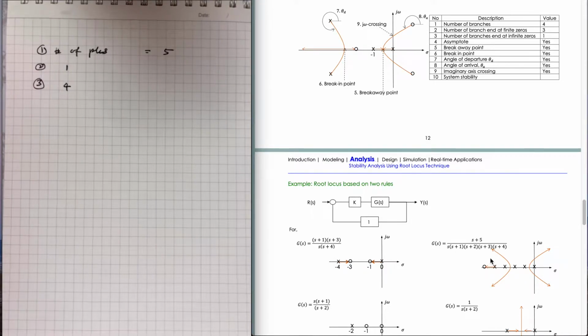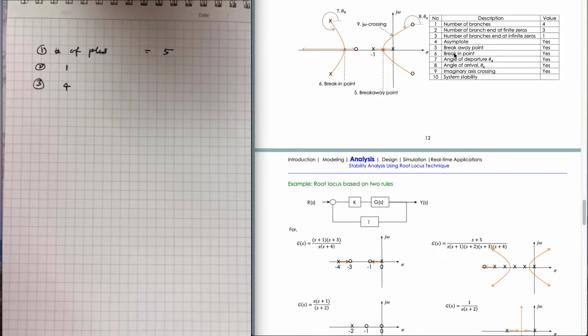One of them we know the direction, which is here, finding the zero at 0. The rest are finding zeros somewhere at infinity. We have asymptotes. Yes, we have a breakaway point, because we need to find something at infinity to make this symmetrical. Do we have a break-in point? No, we don't.